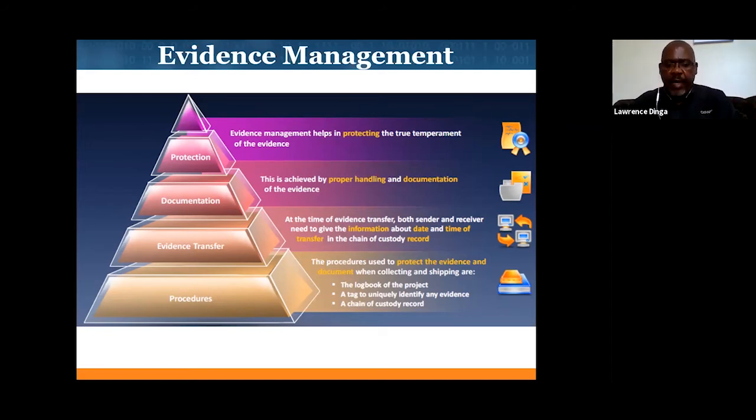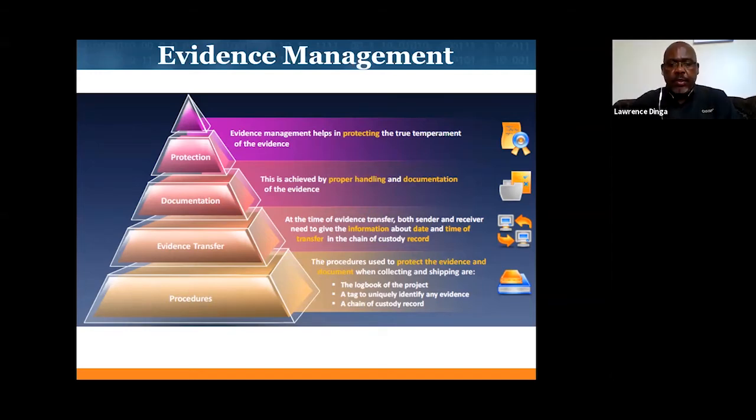When there is a need to transfer that evidence from one station to the other, you also need to have that in place. At the time of the evidence transfer, both the sender and receiver need to give information about the date and time of the transfer, and the chain of custody record. Because date and time is very important. Date and time stamp is very important. I told you that in my last case, the date was a problem, and that tilted the case towards our favor.